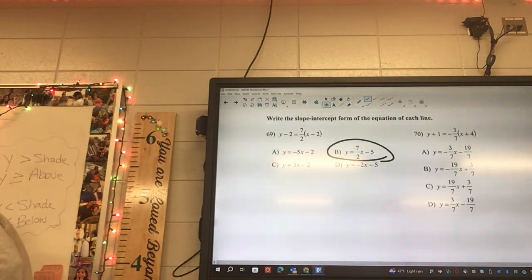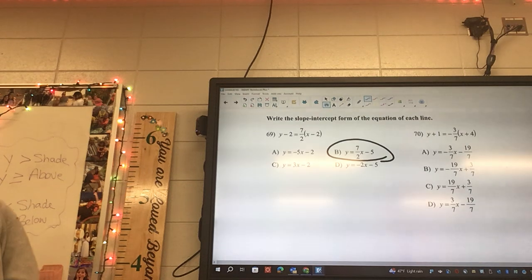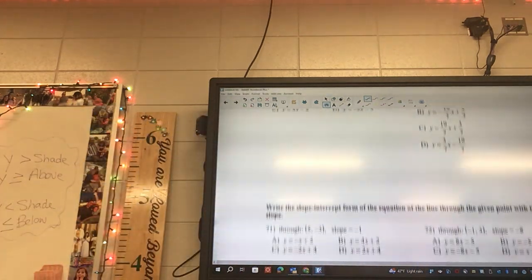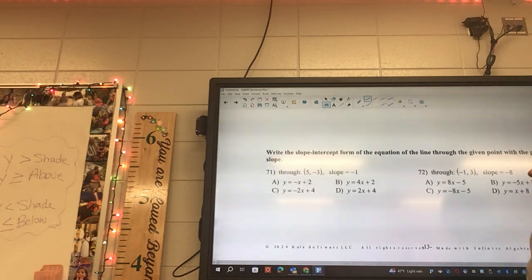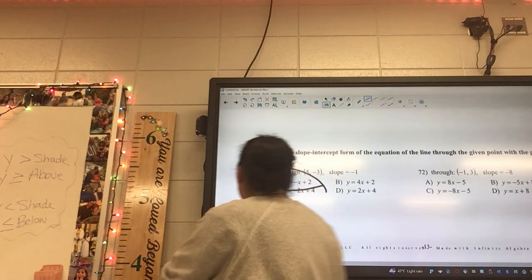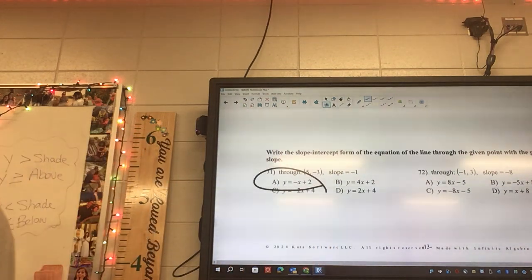Okay, 71, write the slope-intercept form. Okay, what is the slope? -1. So we need something that has a -1 in the slope spot. So which one is that gonna be? It's gotta be A. Okay, that's the one that has a -1 in the slope spot. Okay, however, if not, then you gotta go through and do all the work.